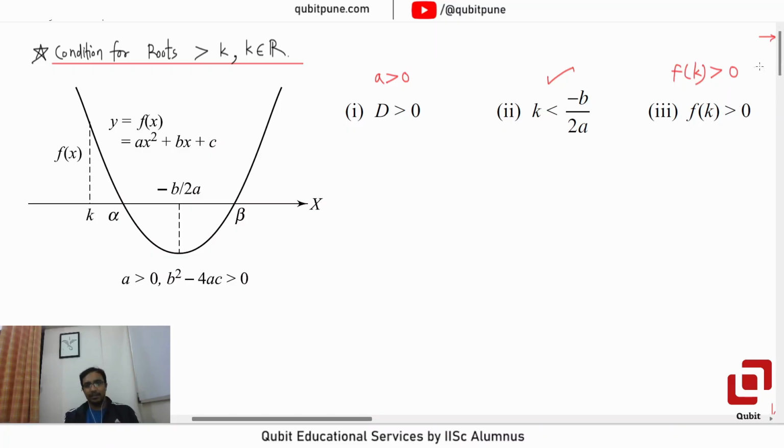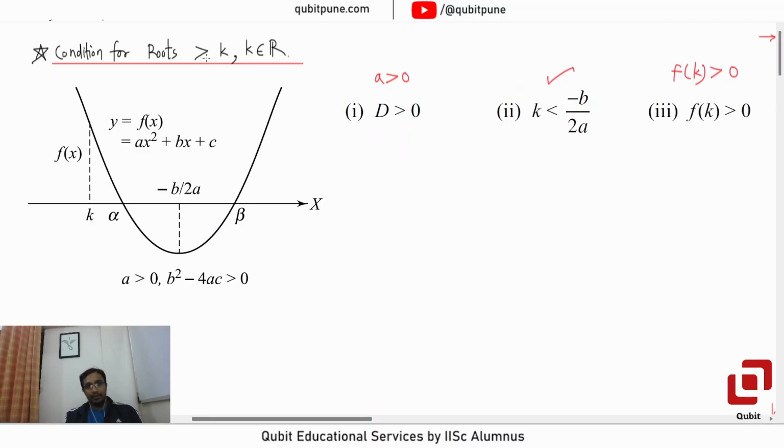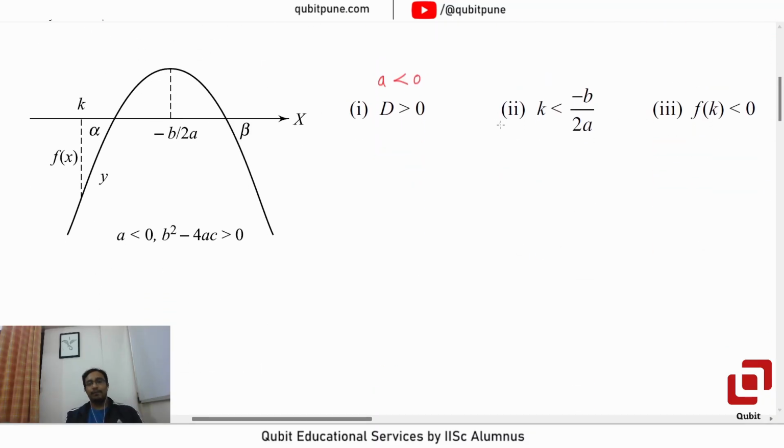Okay, now let's discuss the inverted U case. In the inverted U case, you have to realize that the discriminant has to be positive, otherwise the roots will not be real. But in this case, a should be negative. Again, for alpha and beta to be greater than k, we should have k less than negative b by 2a, or it should be to the left of alpha and beta, and therefore it has to be to the left of negative b by 2a also. And this time, because a is negative, we have the condition f of k should be negative.